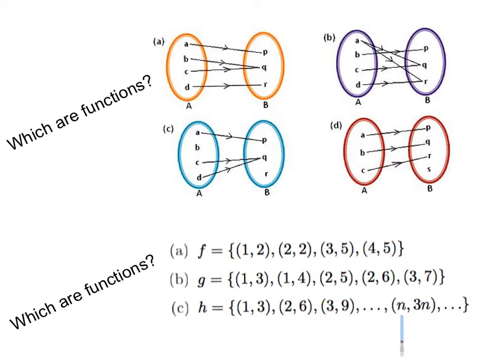C is a function. It's telling you that it goes on for infinity, but it follows this rule. Whenever you go up a number or down a number, you just multiply that number by 3. You'll never have the same number twice.